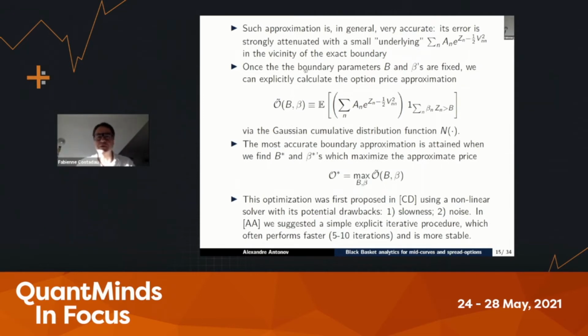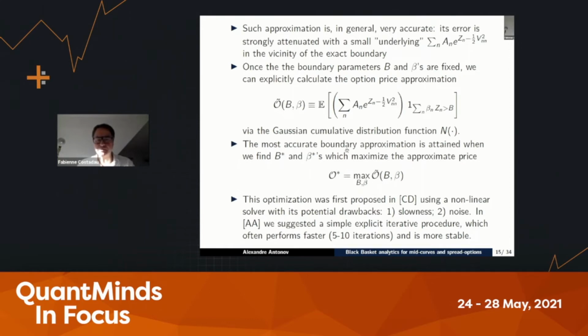So once the boundary parameters B and beta are fixed, we can explicitly calculate the option price approximation like this, using the Gaussian cumulative distribution function. So this is a simple exercise and very fast. You can see, of course, the details in the paper.